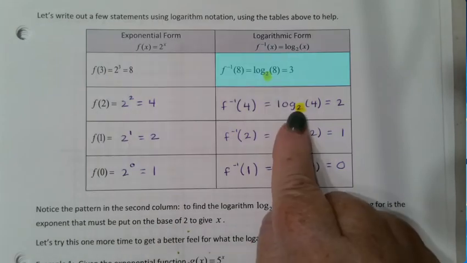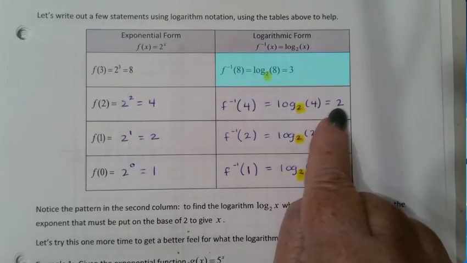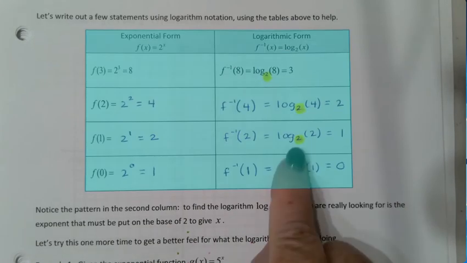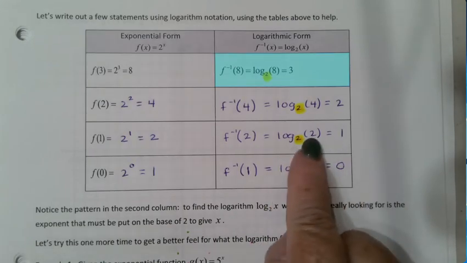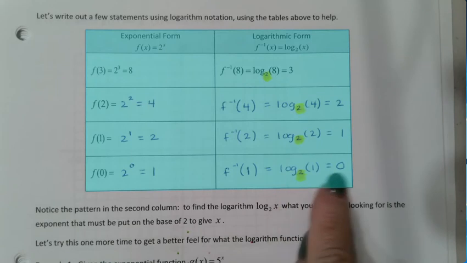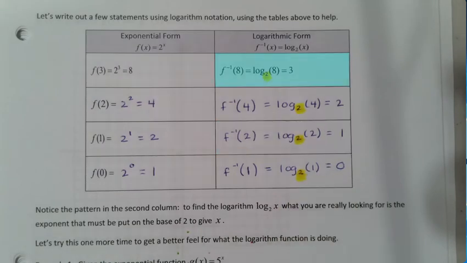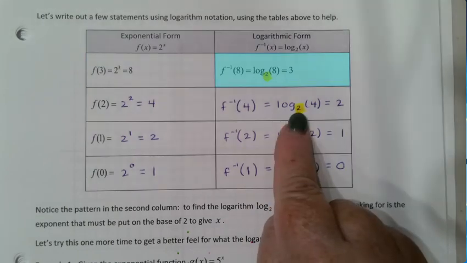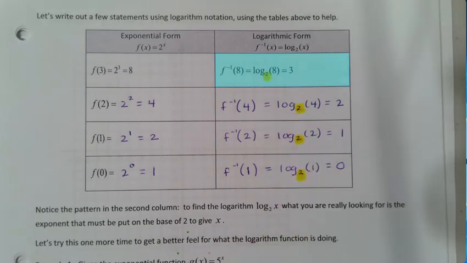Continues down here. 2 to the second power to get the 4. 2 to the first power to get the 2. 2 to the 0 power to get the 1. So when we're finding a logarithm, what we're really saying is, hey, I'm telling you what the base is. You tell me what exponent I would need to come up with that answer.